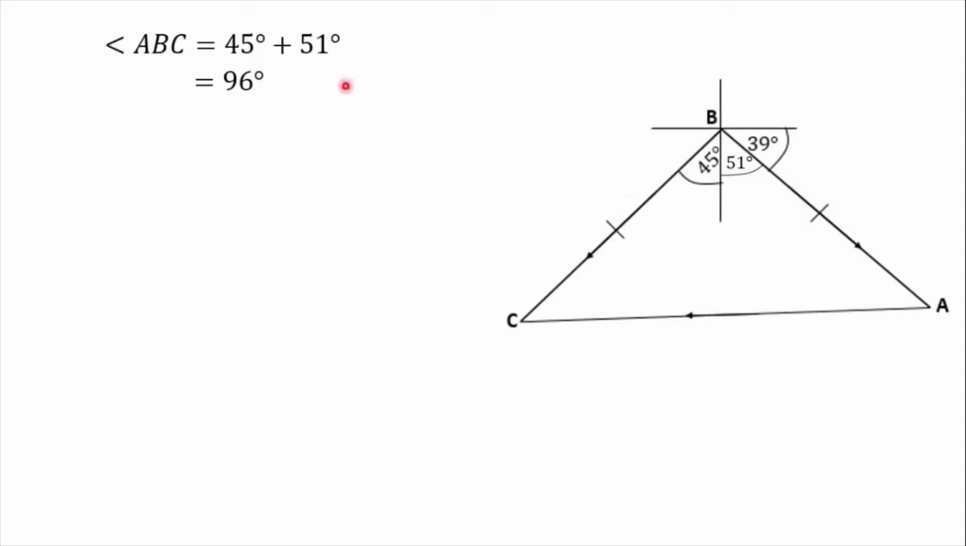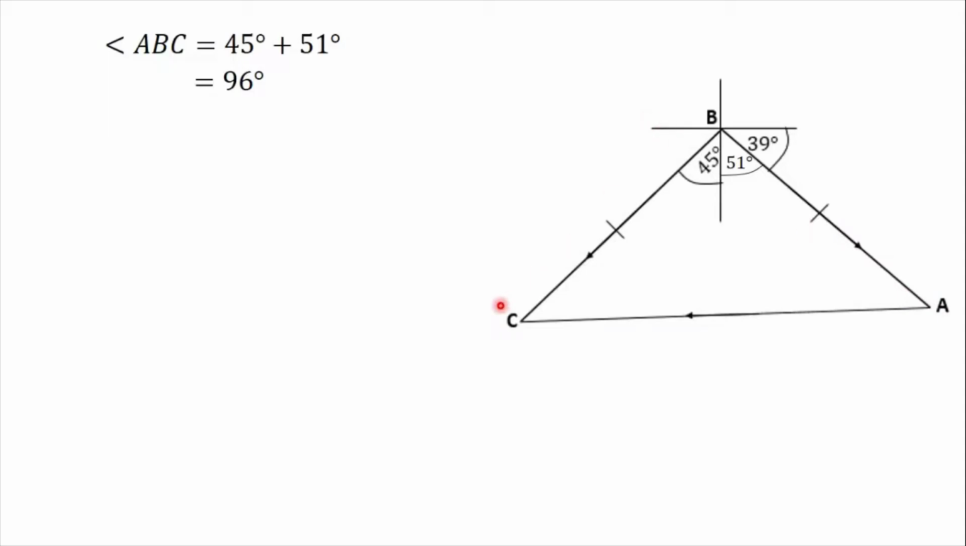Now from there we can say that angle ABC is equal to 45 degrees plus 51 degrees, and that will give us 96 degrees. We can see from the diagram that triangle ABC is an isosceles triangle. We said that an isosceles triangle has two sides being equal. So because line BC and line BA are the same, triangle ABC is an isosceles triangle.